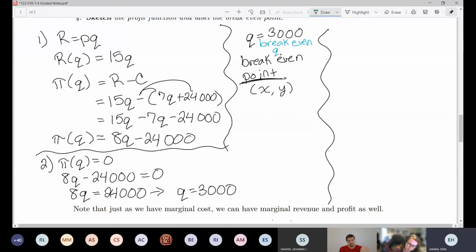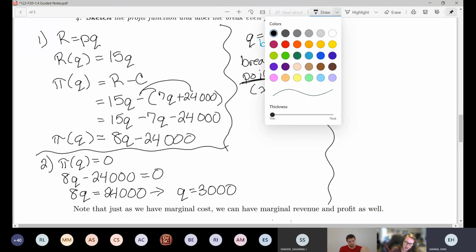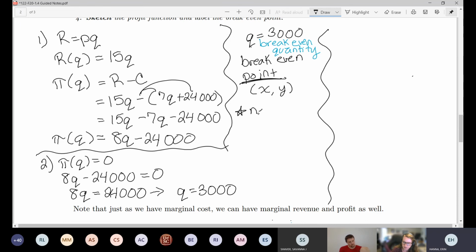Break-even quantity. Because it's the Q value, it's the quantity. So we just found the break-even quantity. But we also need, and I'll go over this again on Thursday, the break-even price. The way you're going to find that is you're going to take Q and plug it in to either cost or revenue. Not profit, because profit would be 0, but that's not actually what we care about.